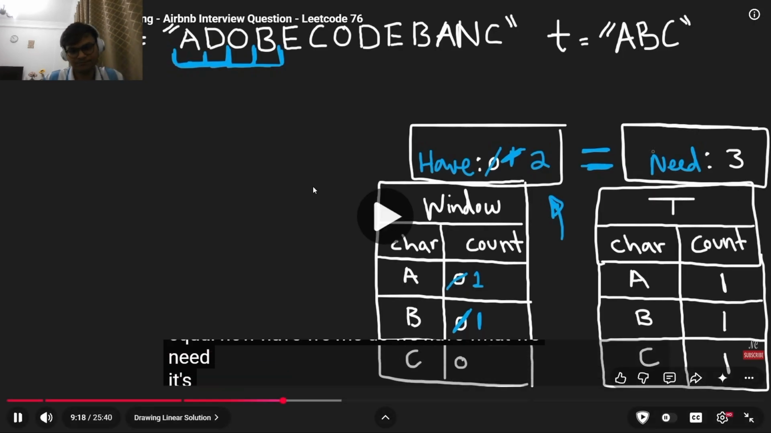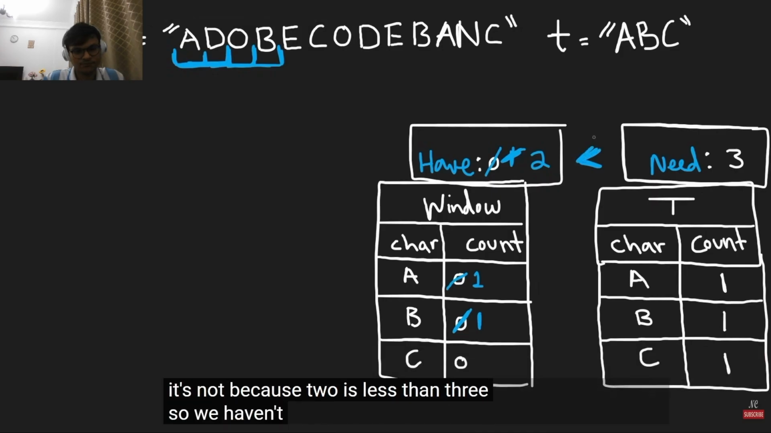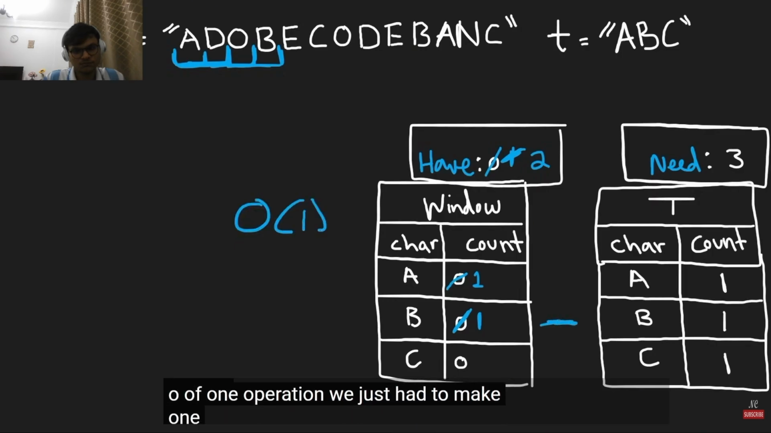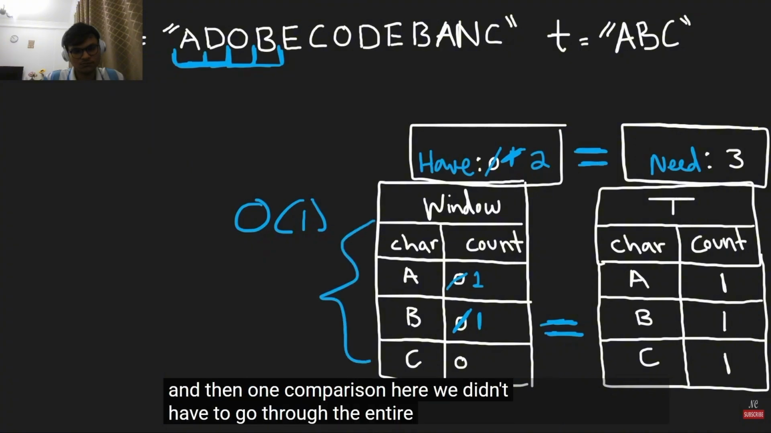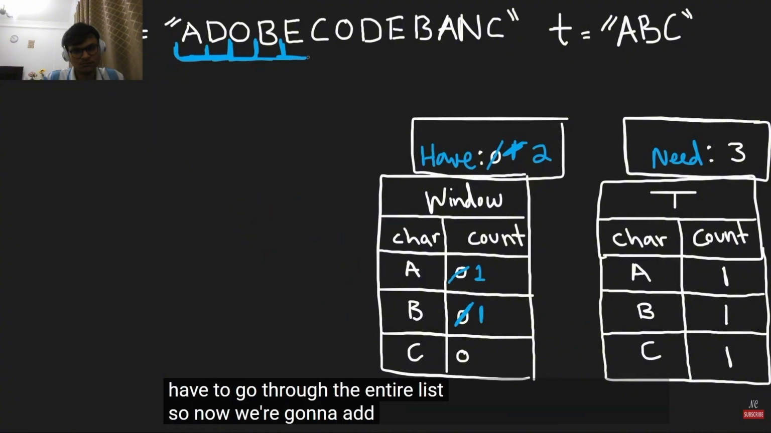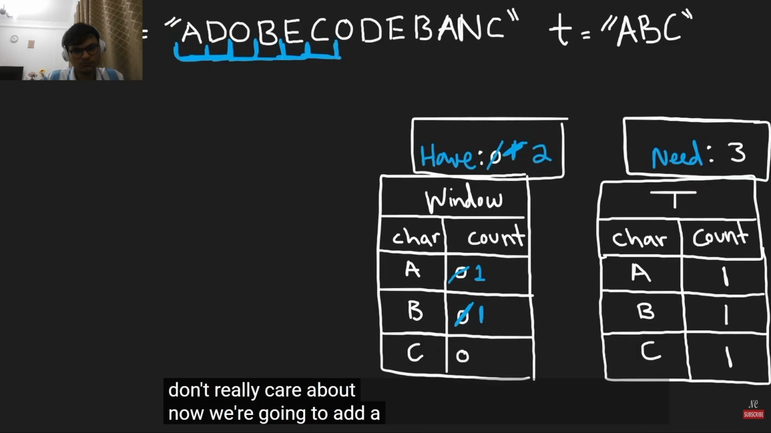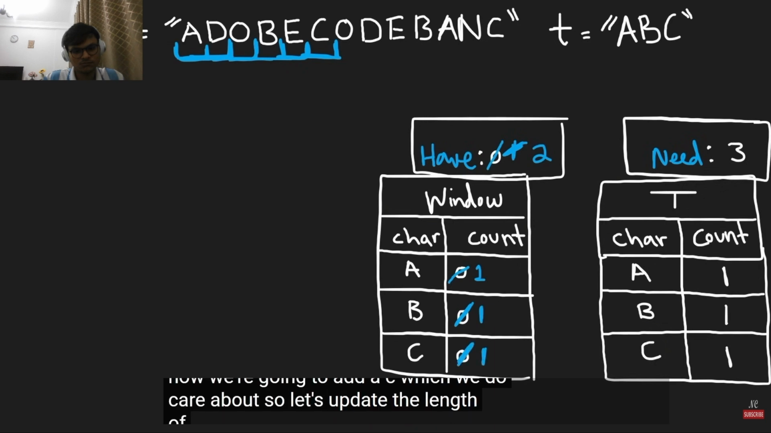It's not, because 2 is less than 3, so we haven't met the condition yet, so we have to continue. But notice how that was an O of 1 operation. We just had to make one comparison here and then one comparison here. We didn't have to go through the entire list. So now we're going to add an E, which we don't really care about. Now we're going to add a C, which we do care about, so let's update the length of this.